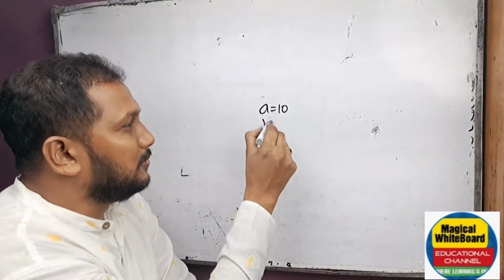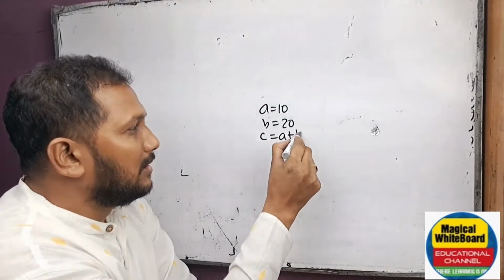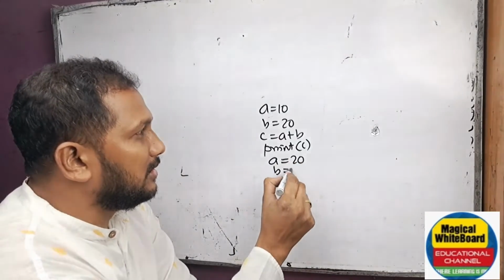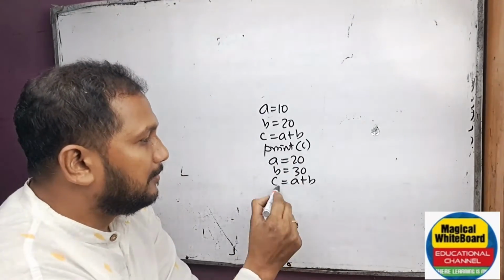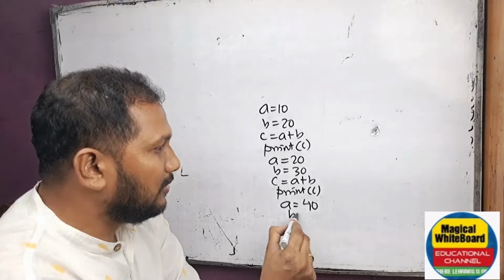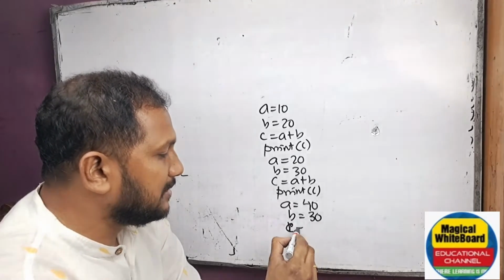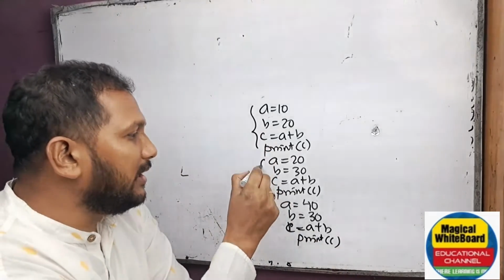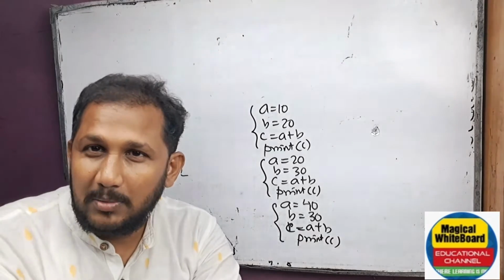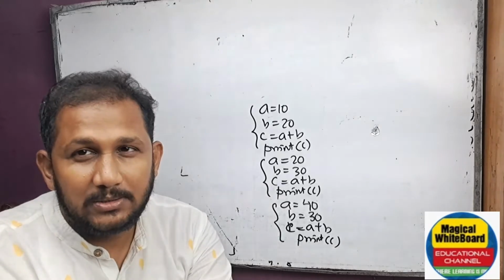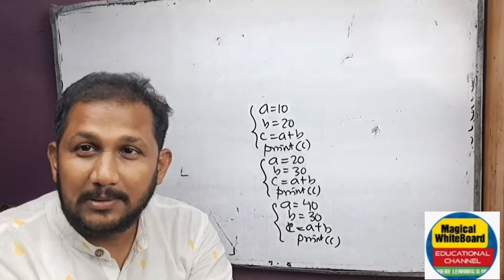Let us consider the concept. a equal to 10, b equal to 20, c equal to a plus b, print c. Then again, suppose a equal to 20, b equal to 30, c equal to a plus b, print c. Then again, suppose a equal to 40, b equal to 30, c equal to a plus b, print c. We have to write the same code again and again in the normal programming concept. We can remove this disadvantage of writing the code again and again by using the concept of a function.